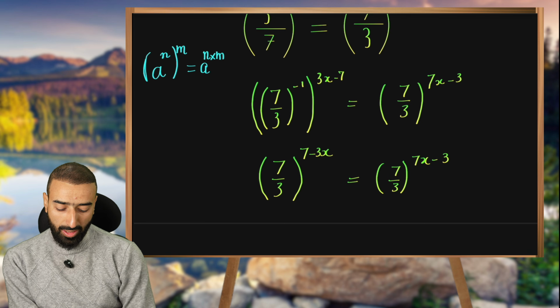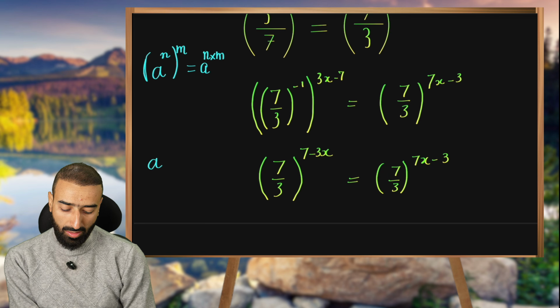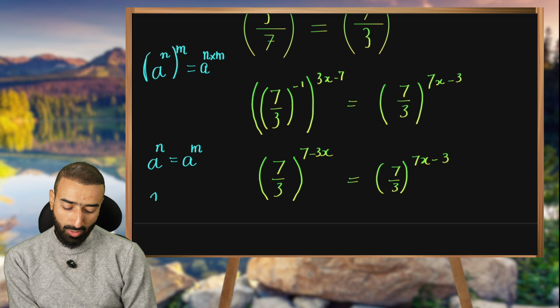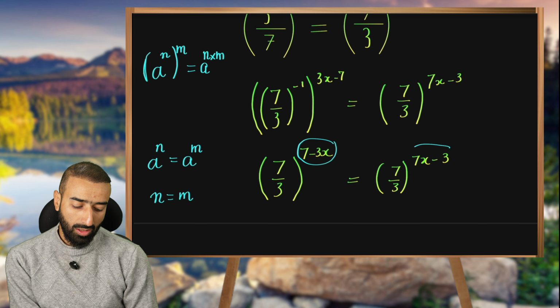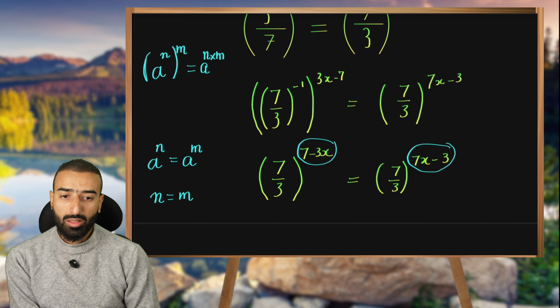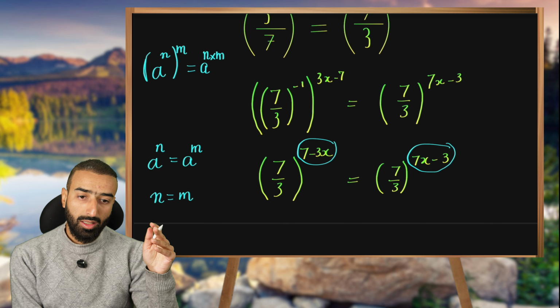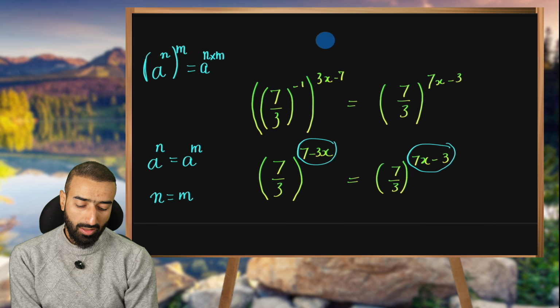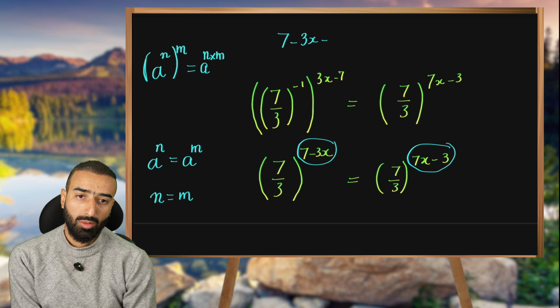And we also know that if we have two terms, a raised to the power n, which is equal to the same number raised to the power m, then the exponents, the powers, must be equal. What does that mean? That means this term must be equal to this term. So let's equate 7 minus 3x equals 7x minus 3. Let's make some space here. So our equation would be 7 minus 3x must equal 7x minus 3.